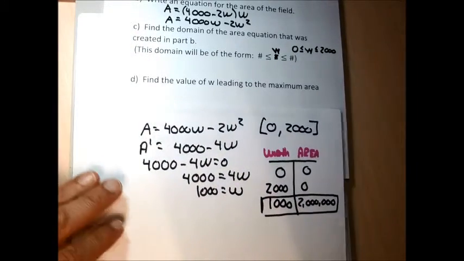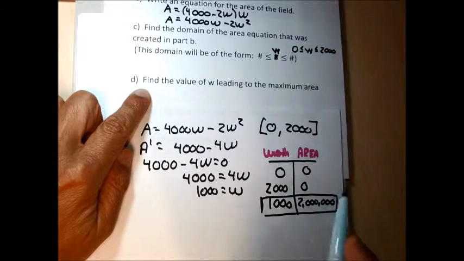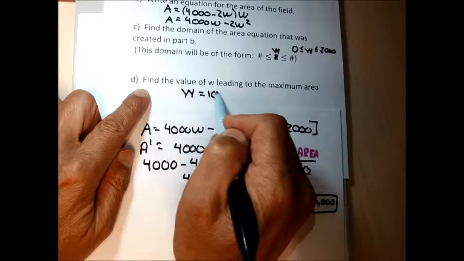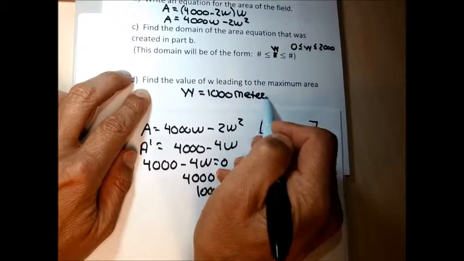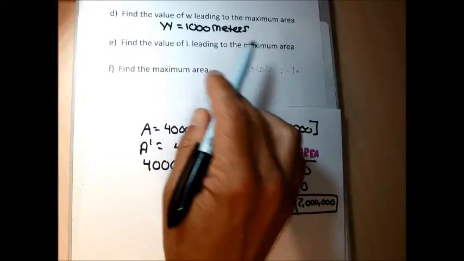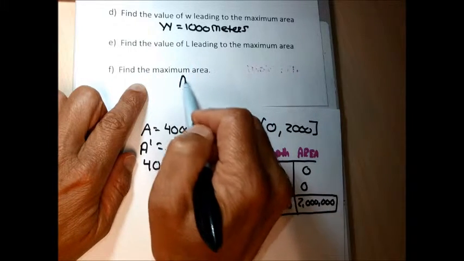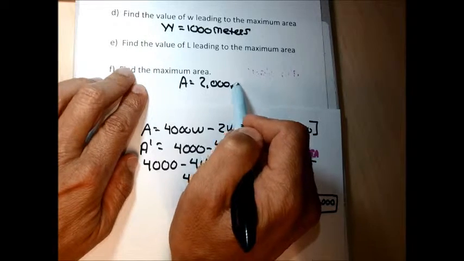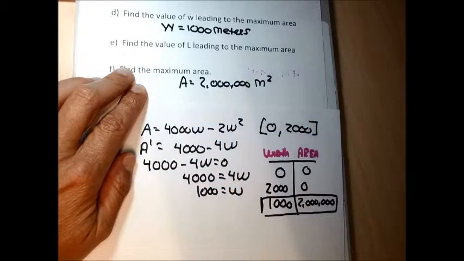So as I go to do my answers for part D, find the value of w that gives the maximum area. It's going to be w, our width, equal 1000 meters. The other thing I could answer is, find the maximum area. The maximum area is area equals 2 million, and this has to be square meters because area is always square units.